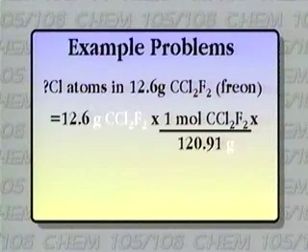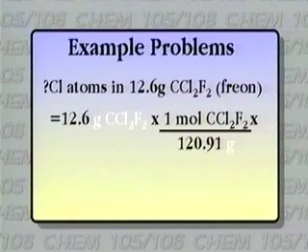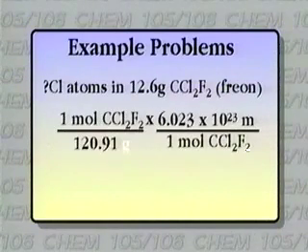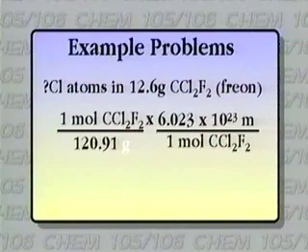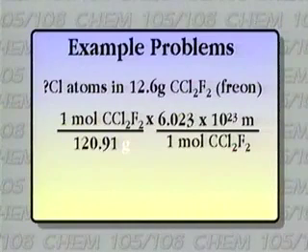Now, we want to change from moles to molecules. And we have Avogadro's number to use to do that. And so now we can multiply by 6.023 times 10 to the 23rd molecules, I'm still going to run out of space, per 1 mole of CCl2F2. And now the moles will cancel.